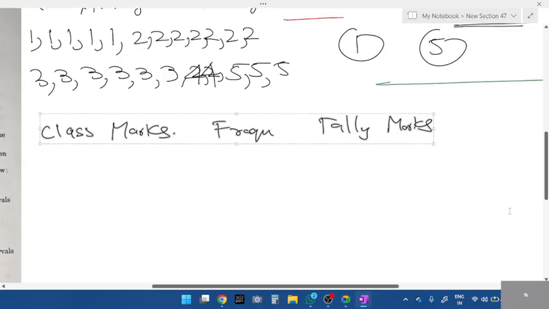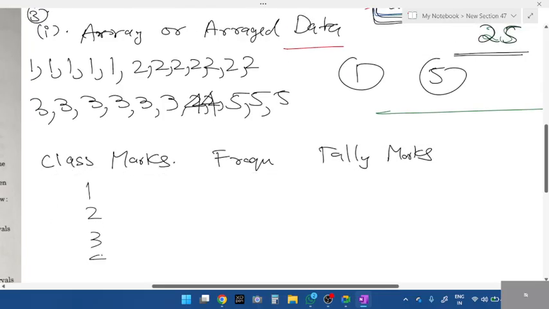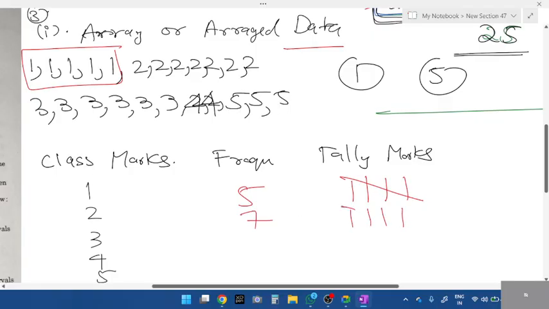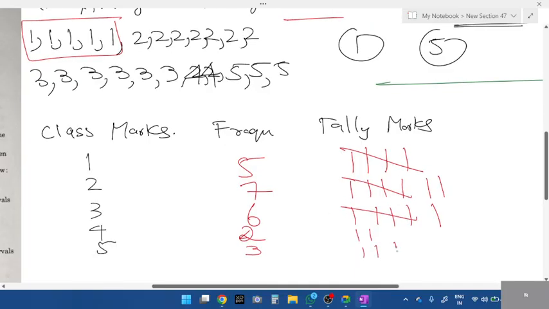If 1 to 5 is given, write all the numbers 1, 2, 3, 4 and 5. How many times is 1 present? 5. Tally marks 1, 2, 3, 4, 5. Next, tell me 2. Not 6. 7, right? 7. 1, 2, 3, 4, 5, 6, 7. 3 is 6. 4 is 2 times. Next, 5. 3 times. This is the frequency table. Write it neatly. Any doubts?